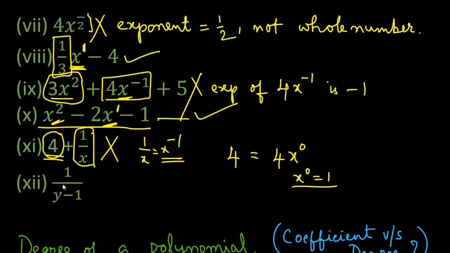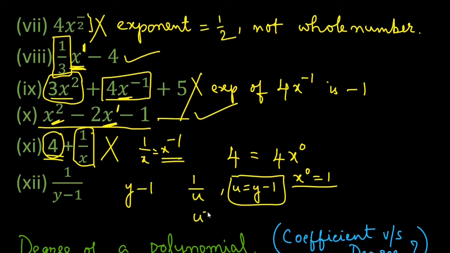And here 1 by y minus 1. The denominator is y minus 1. When the denominator is y minus 1, we can write it as 1 by some other variable u, where u is equal to y minus 1. So the exponent of u is minus 1, because 1 by u can be written as u power minus 1. So this is not a polynomial.